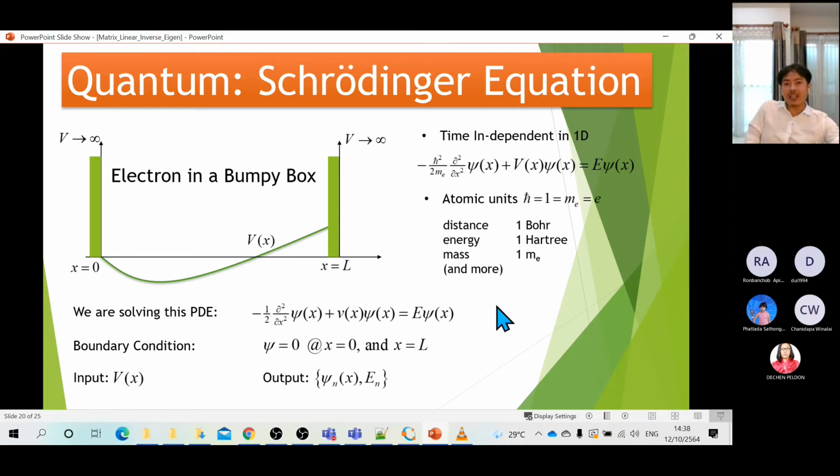So how do we find, in this case, a solution of the problem? Input is the function of V(x), how bumpy the box is. And we are going to solve for the energy of the electron and the wave function of the electron. Now, if you do not know quantum mechanics, that's okay. It's perfectly fine. Think of this as just a mathematical equation. In this math equation, you have that equation here. You have this unknown psi and unknown E. And how do we find it?